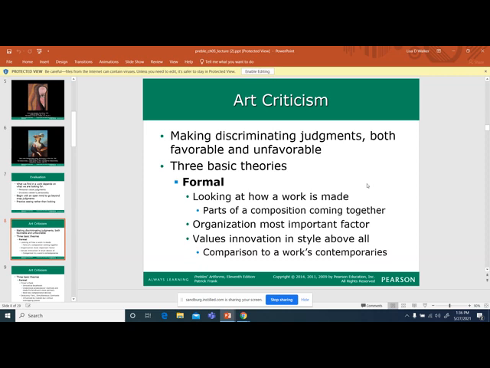So, first theory, formalism. How is a work made? Is the artist good at handling their craft? If this is a welded sculpture, are those good welds? You know, is it stable? If this is a painting, do the colors work together? Are the brush strokes cohesive? Does it come together? Is it well organized as far as design goes?